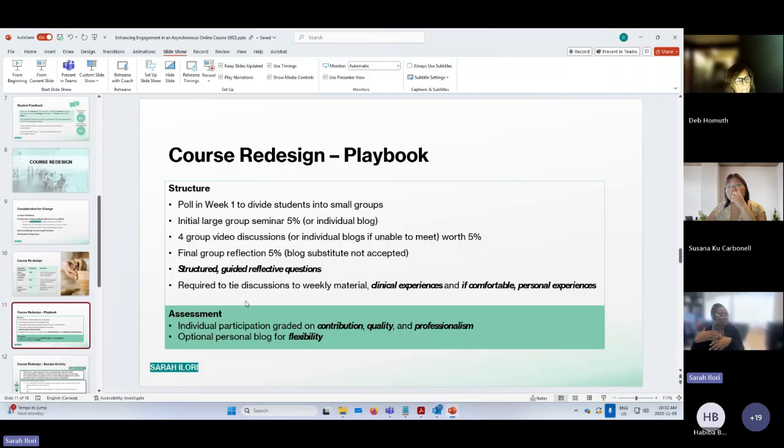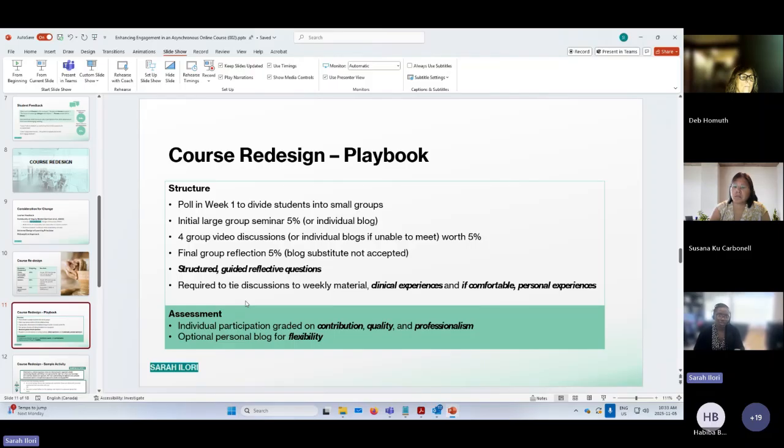And of course, every week had guided reflective questions for them to think about. The most important part is they were to tie what they were reading or watching in their materials that week with their clinical experiences in those other courses. So if they were in obstetrics or in acute care, they were to bring that into their group conversations with respect to how they're applying the principles they're learning in the course in their current clinical placement, or how they intend to apply it in their future clinical placement or their career as a nurse.